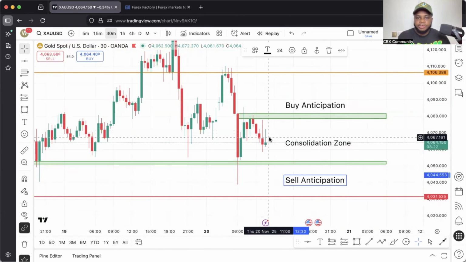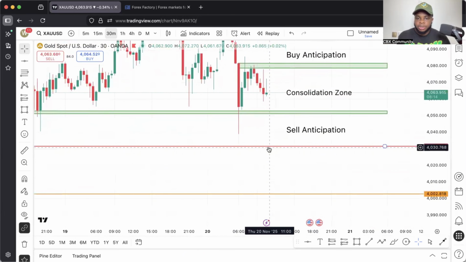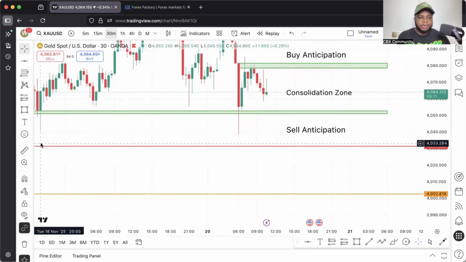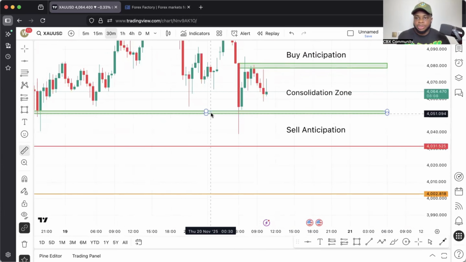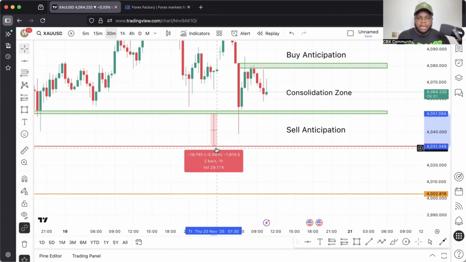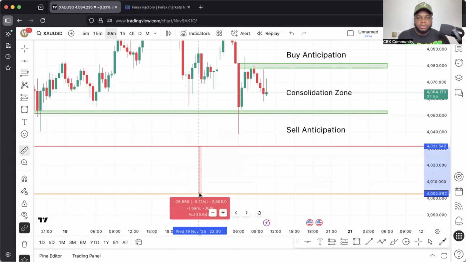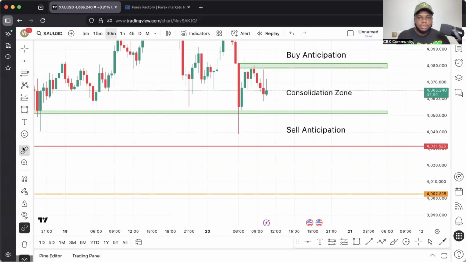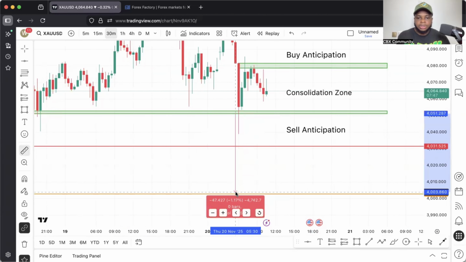So let's measure from this resistance zone to this resistance zone, and from this support zone to this support zone, this minor support and this support zone, just for us to have an idea how much we're anticipating the market to give to us. So from this minor support, we are looking at almost 197 pips. Then from this minor support down to this support zone, we are looking at 286 pips. So from this support zone down to this support zone, almost 480 pips.